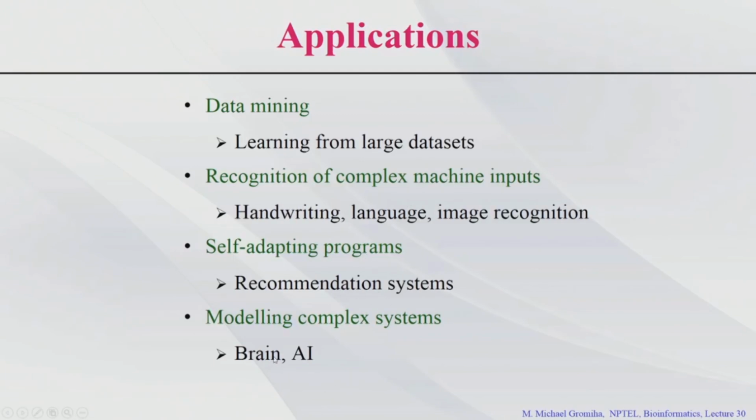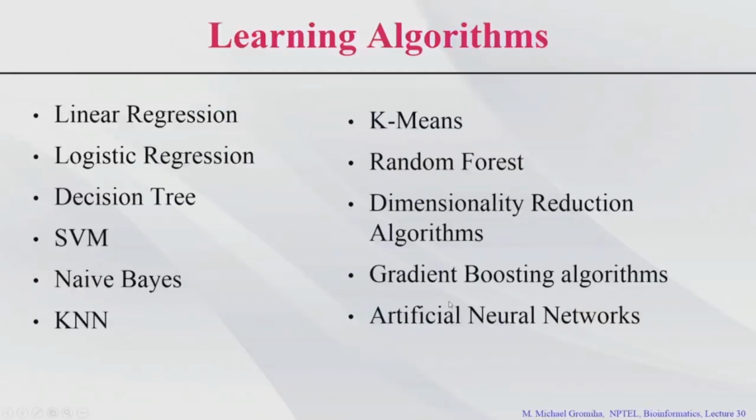For example, the brain. You can use several neurons, for example artificial intelligence, to model these complex systems using different machine learning techniques. Then what are the various learning algorithms? There are various learning algorithms for machine learning. For example, linear regression, logistic regression, or a decision tree. This will classify the data.